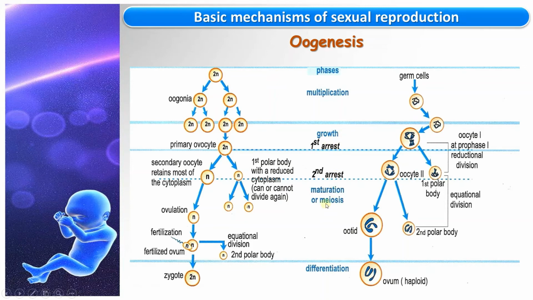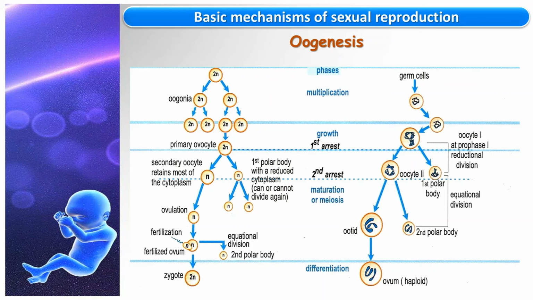The third phase is the maturation or meiosis. The oocyte 1 obtained at the end of growth starts meiosis, but it stops at prophase 1. This is the first arrest of oogenesis, and the completion of prophase 1 is done also during the embryonic life.